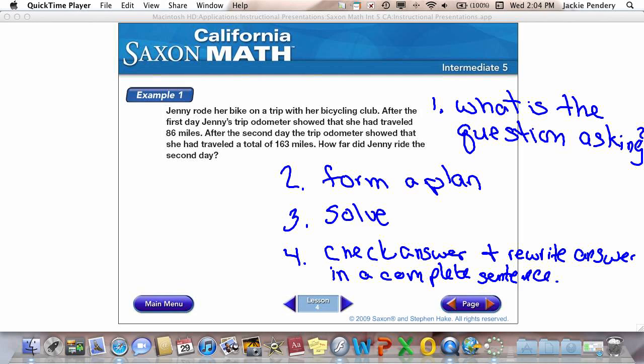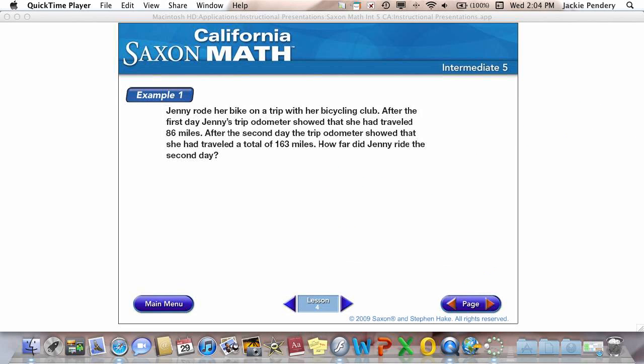If you need to, neatly write down these 4 steps. If you struggle with math sometimes, I recommend you write them down. Okay? All right. Let's talk about example number 1.